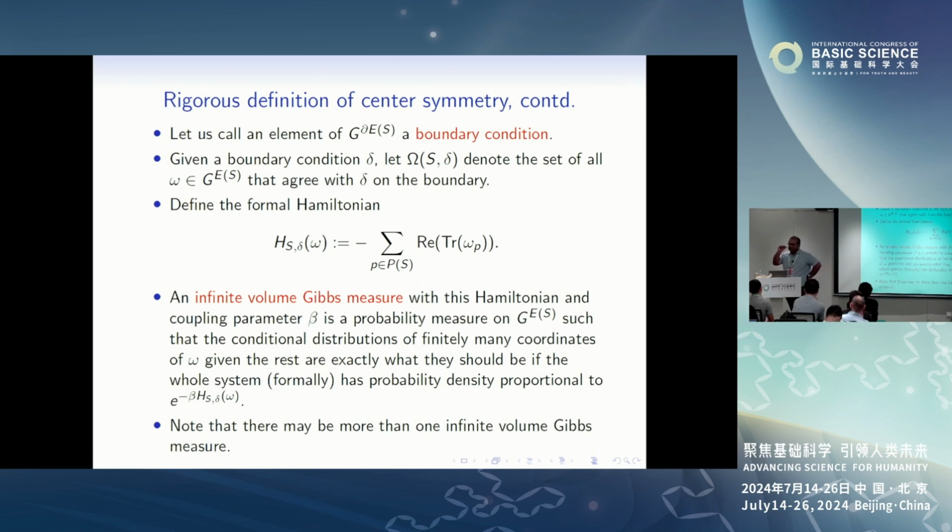So typically, when you say the system has a certain symmetry, it means that there is a certain transformation such that this formal Hamiltonian is invariant under that transformation. If you take a configuration omega, apply the transformation, formally H should remain unchanged before and after the transformation. That's called a symmetry. And the symmetry is said to be unbroken if there is, well, let me come to the definition. So, yes.